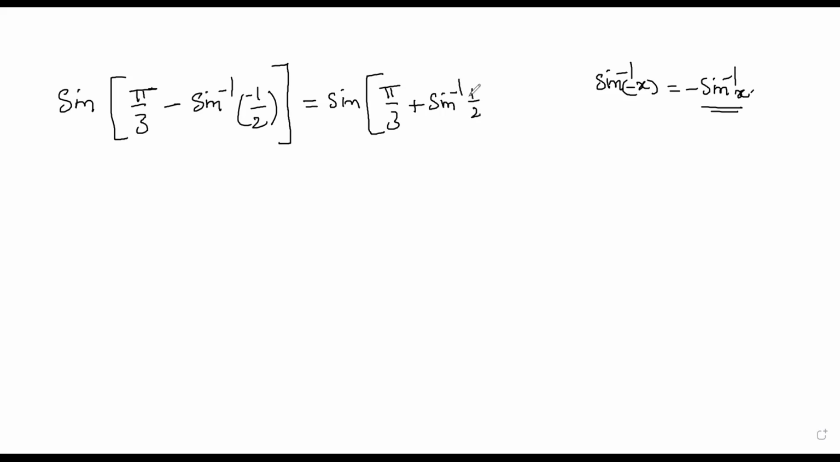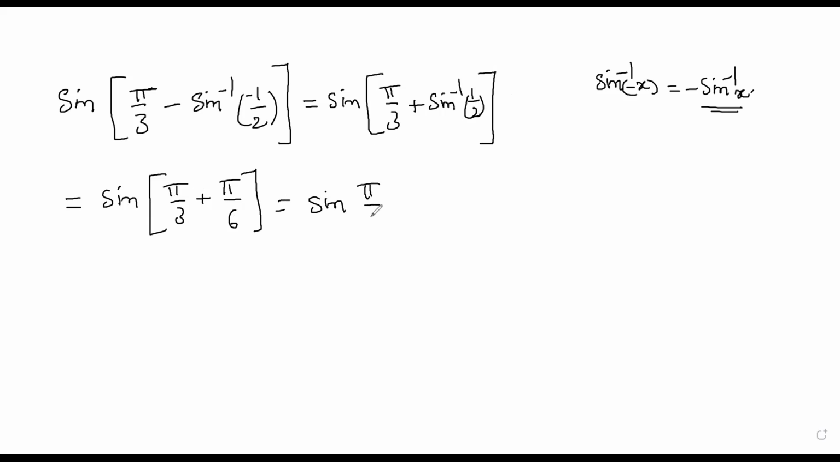What is sine inverse of half? For which angle theta will we get half? Pi by 6, right? So sine of, I can write, pi by 3 plus pi by 6. What is pi by 3 plus pi by 6? 60 plus 30, that is 90. So it is sine of pi by 2, which is 1. Hence the answer.